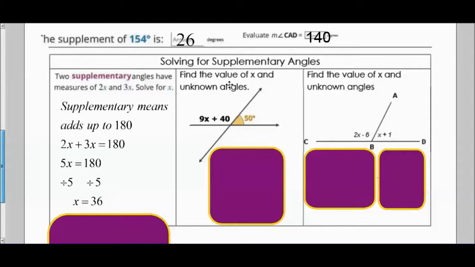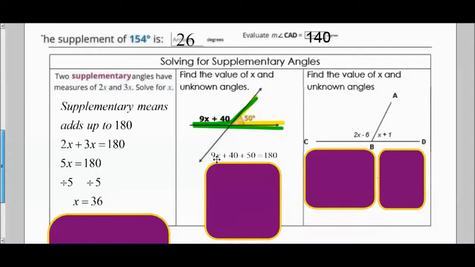Same kind of thing on this next one here. We're just looking for the value of x and the unknown angle, so we're really looking for this angle and the value of x. Well, we know that this one and this one together add up to 180 degrees. They form a straight line. They form this straight line together. It's 9x plus 40 and 50 degrees together. So those two angles added together, 9x plus 40 plus the 50 degrees add up to this 180 degrees going straight across.